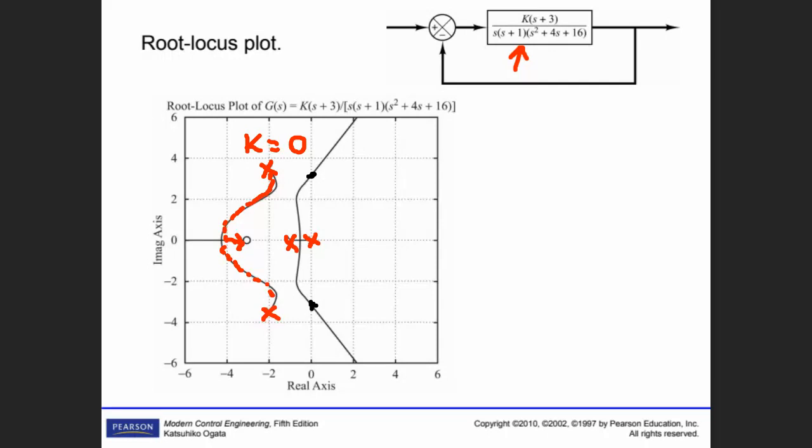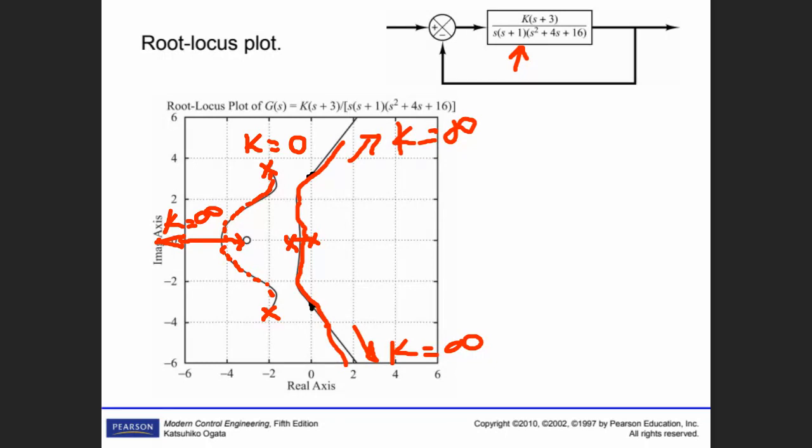Since this red curve, I should have made it thinner, but anyway, it goes. Starting from those points, and then while you are increasing the k, it's moving like this. This is the k equal infinite point. The other one is also a k equal infinite point. That one is also a k equal infinite point, this one.